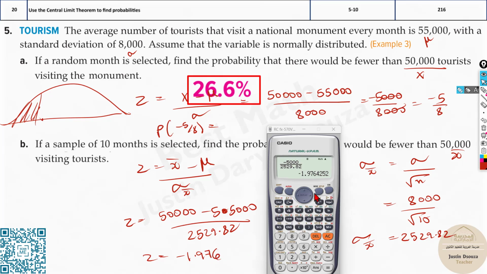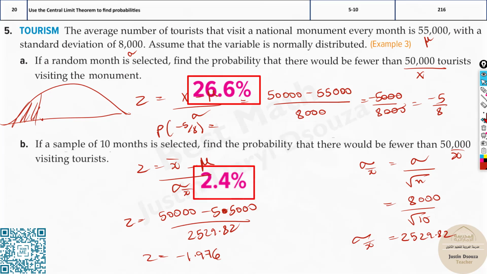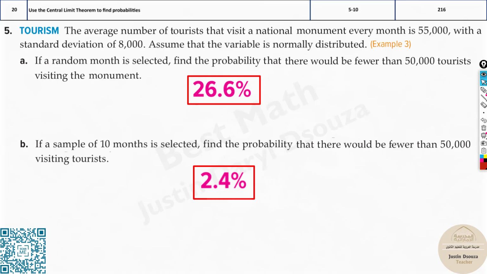And now here you need to go to statistic mode, that is mode 3 AC, shift 1. Now distribution for the probability, that's the probability from the left side, and minus 1.976. The answer is, now multiply this by 100. So let's close the bracket and now multiply it by 100. It's 2.4%, and you can see that's the answer. So this is how we solve the sample problems.